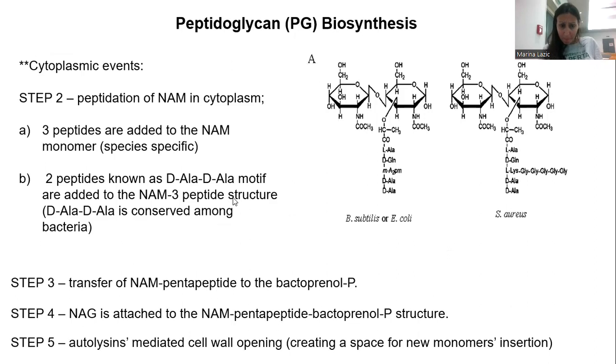Then in step 2, you will have NAM peptidation, which is happening in cytoplasm. So basically, you have 3 peptides that will be added to the built NAM. Again, you build NAM from NAG. Then you will have 2 peptides addition, and those 2 peptides are known as the diala conserved motif, and those 2 are very important for antibiotic recognition. We will cover that in the next few slides. So diala motif, 2 alanines in this structure.